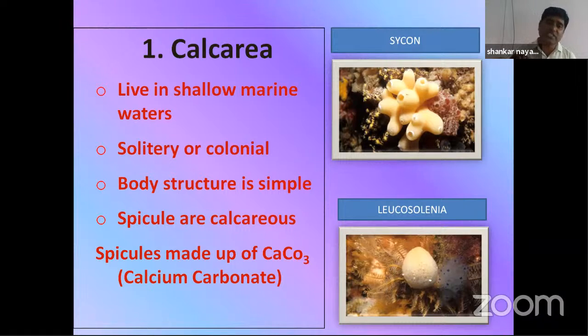The body structure is simple. Anatomically, their body structure is very simple to understand. And spicules are calcareous. Their skeleton is made up of spicules. These spicules are calcareous spicules. Why are these spicules calcareous? Because these spicules are made up of calcium carbonate. As these spicules are made up of calcium carbonate, they are called calcareous.